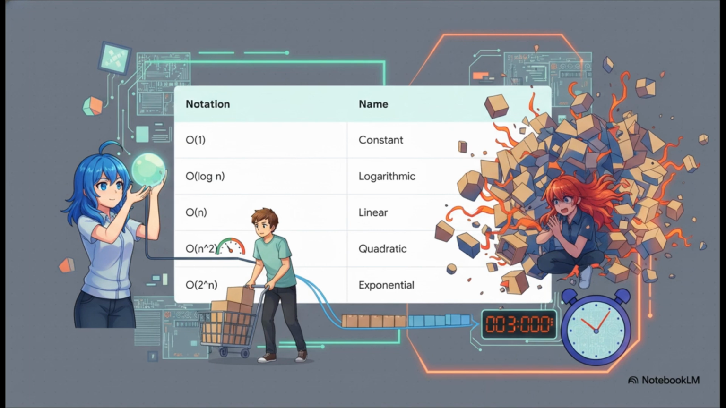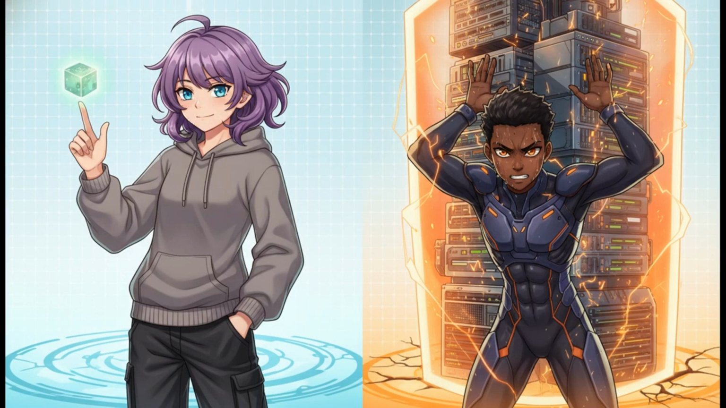Totally reasonable. But look down O of 2 to the n at the bottom. That is an exponential growth rate. If you write an algorithm with exponential complexity, it's going to become prohibitively expensive super fast. We're talking about taking years to compute even modestly sized inputs. It's wild.